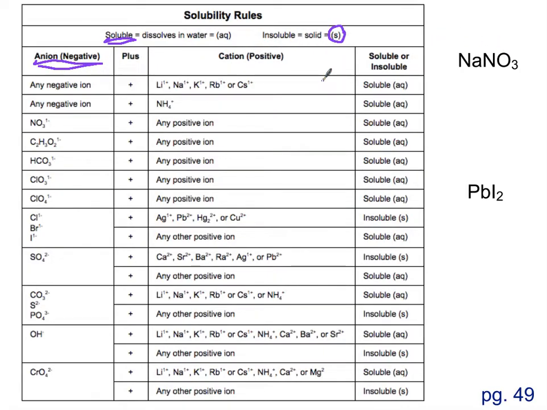In this case, we know that sodium is always going to have a charge of +1 when it forms an ion, and nitrate, one of our beloved polyatomic ions, is going to be -1. So if we find nitrate over here, here it is, we start here and work our way over to the right. It looks like any positive ion, no matter what it is, when it has formed an ionic compound with nitrate, is going to be soluble, meaning it's going to dissolve in water and it's going to be aqueous. So this is soluble.